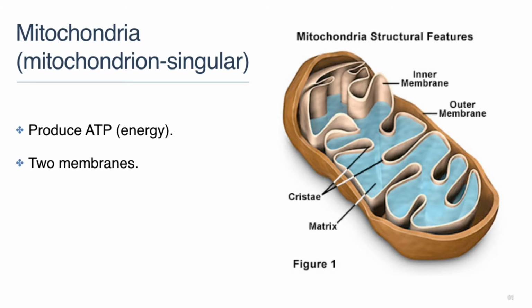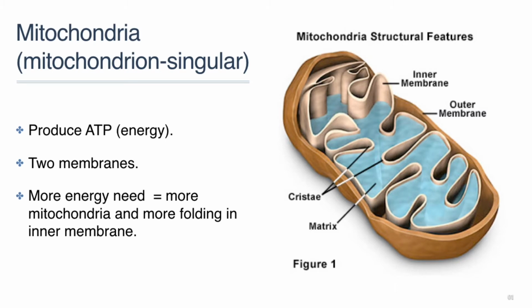The mitochondria has two membranes, an outer membrane that is smooth and an inner membrane that has many foldings called cristae that increase the surface area of the mitochondria. And most of the reactions involved in ATP or energy production are found in that inner membrane. So the more foldings, the more energy the mitochondria can produce for the cell.